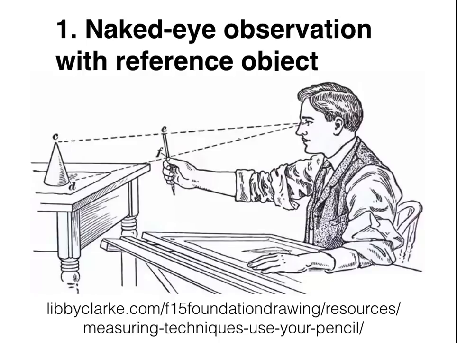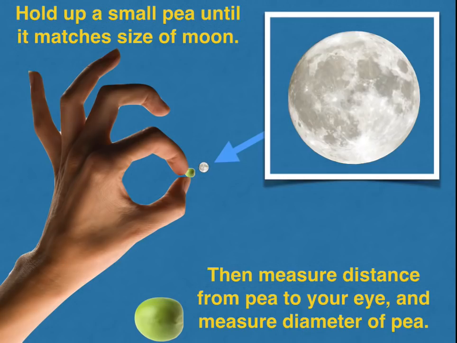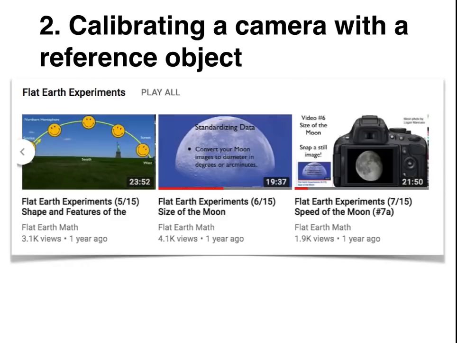And then you look down at your paper and you can make it the same angle as well. So that's a naked eye with a reference object. Now, in the case of the moon, what if you were to take a small pea and hold it up until it matches the size of the moon in the sky? And then you measure the distance from the pea to your eye. Measure that distance, and that'll give you a ballpark estimate for the angular size of the moon.